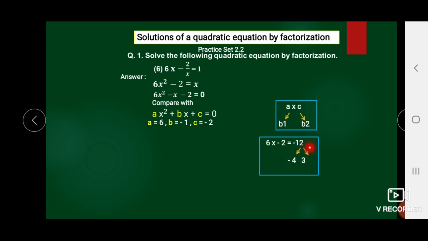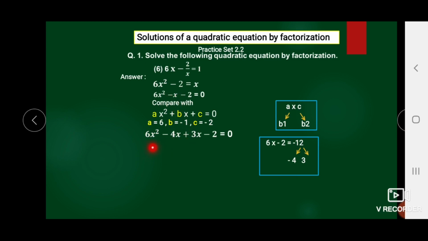So we factorize this minus 12 so as to get its sum as minus 1. First we see the factors of 12 as 4 into 3. We require the sum as minus 1, so we take here minus 4 plus 3. So we split up this minus x as minus 4x plus 3x.